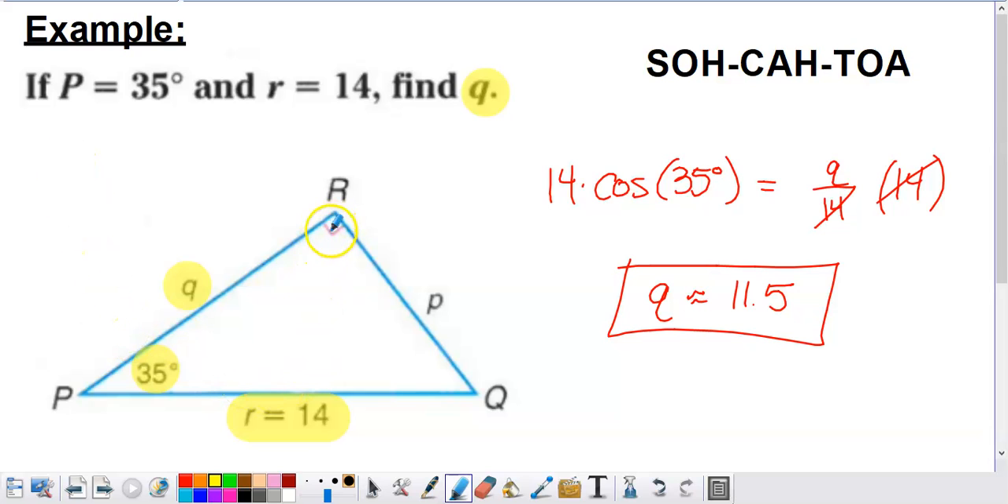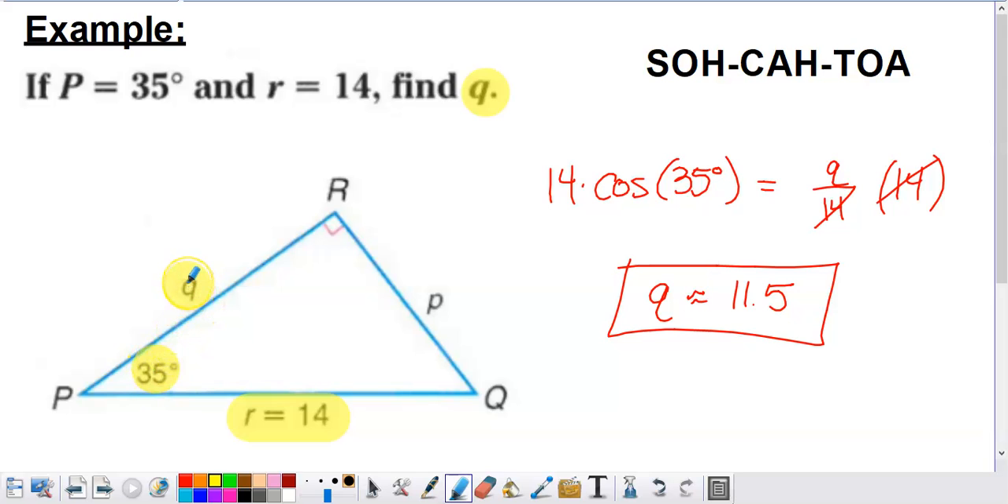So I always start by identifying the hypotenuse. The hypotenuse is always the longest side. Hypotenuse is always across from the right angle. This is the hypotenuse, right? Side R is definitely the hypotenuse of this triangle. How about side Q, the side that we want to know? Is it the adjacent leg relative to this angle, or is it the opposite leg relative to this angle?